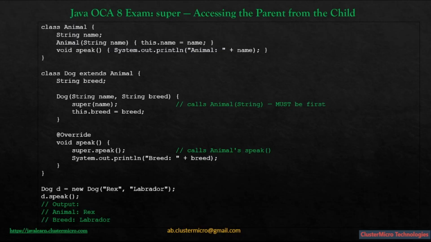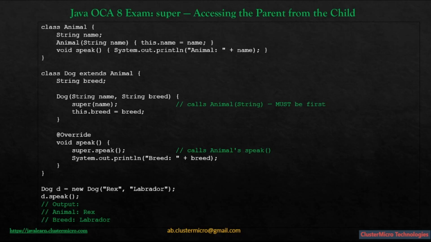Next, the Dog class overrides the speak method. The @Override annotation tells the compiler that this method is intended to replace the parent version. Inside the overridden method, the first line is super.speak(). This calls the parent class version of speak, which prints the animal's name. After that, the Dog class adds its own behavior by printing the breed.